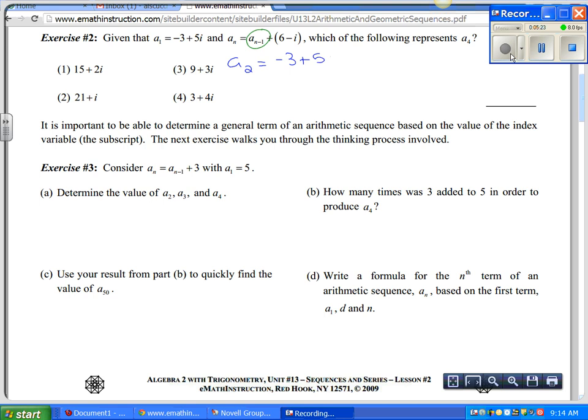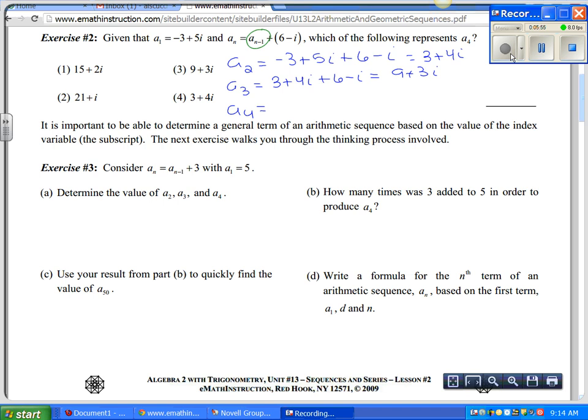And I want to add to that its common difference, which is 6 minus i. So now to add complex numbers, I just combine like terms, and I wind up with, good. How many of you got a sub 2 correct? All right, so let's look at a sub 3. What am I going to put in? Okay, and good, and I get, good, excellent. A sub 4, which I believe is what I'm looking for.